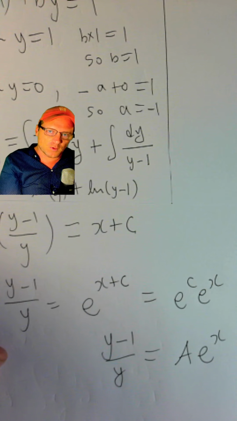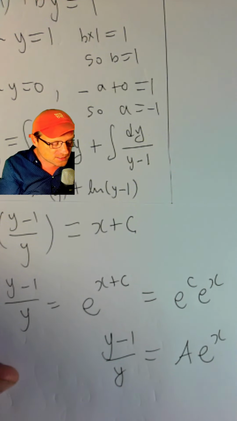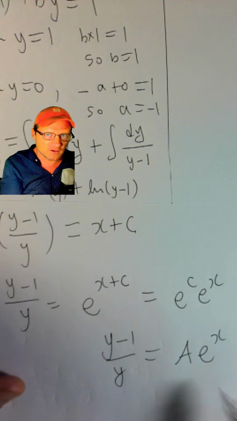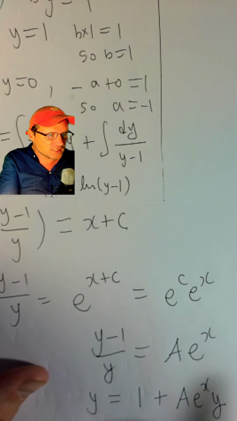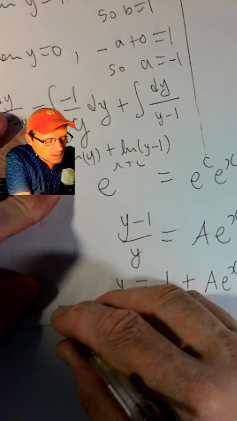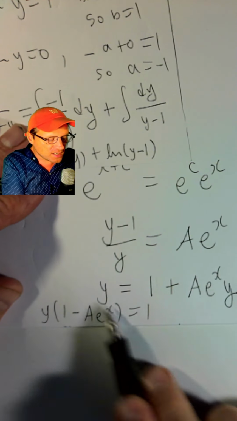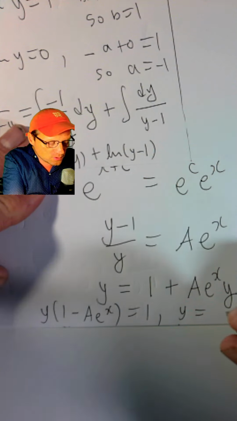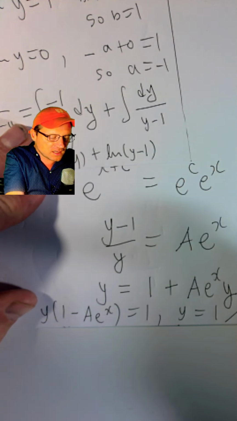So finally, what we can do is tidy this up and even express y as a function of x. So to do that, we take the y over to the right-hand side, add 1 to both sides, take this back over to the left-hand side, and factor the common y out. And now we want to divide by this, and we get y equals 1 over, in brackets, 1 minus A e to the x, just like that.